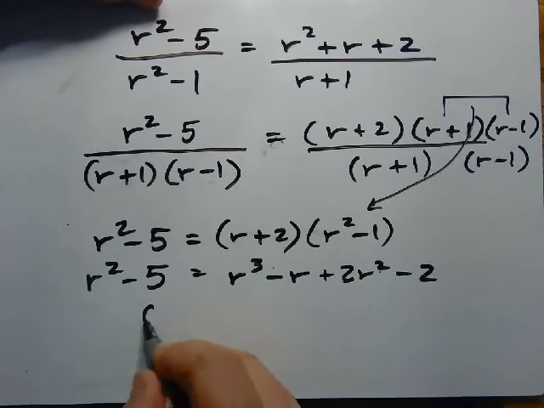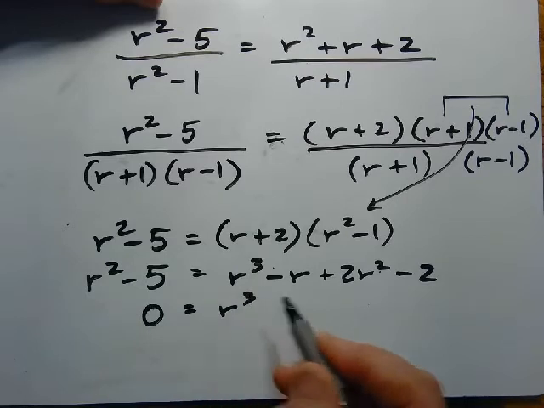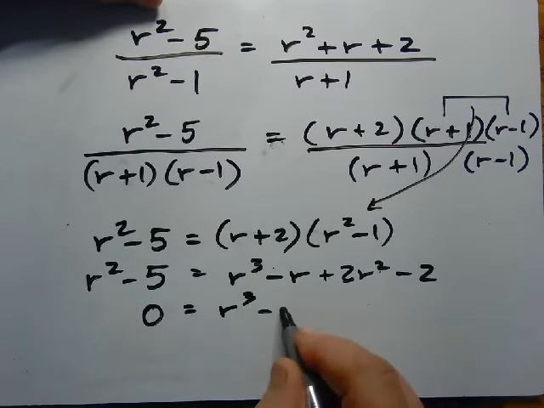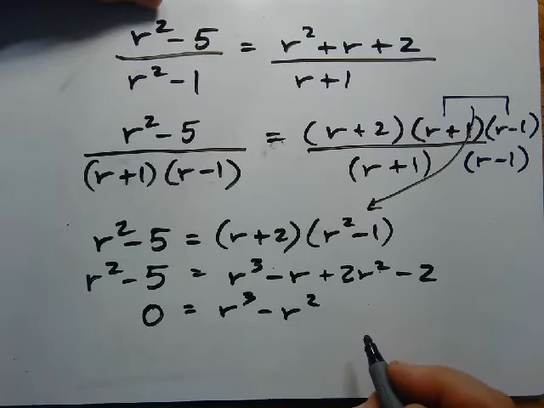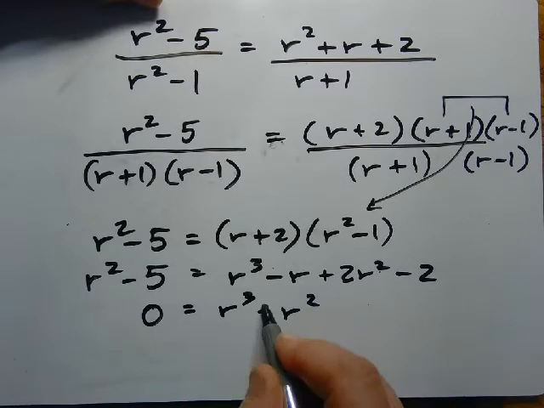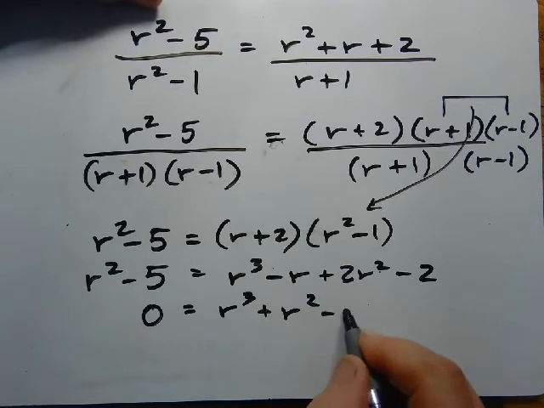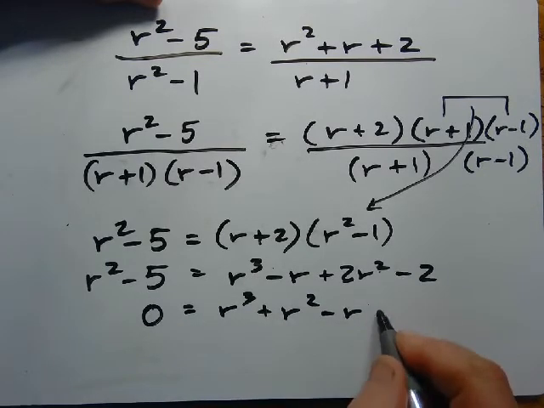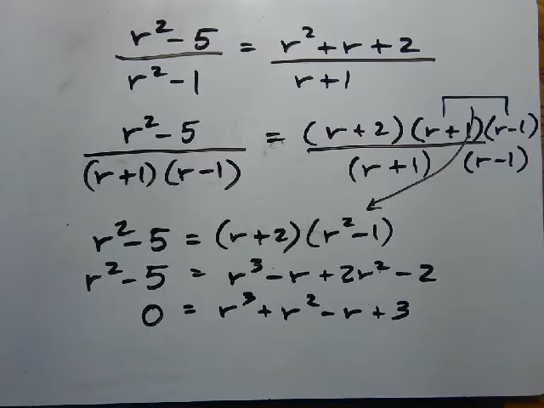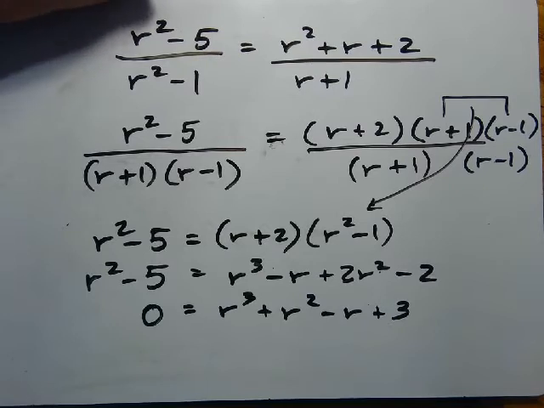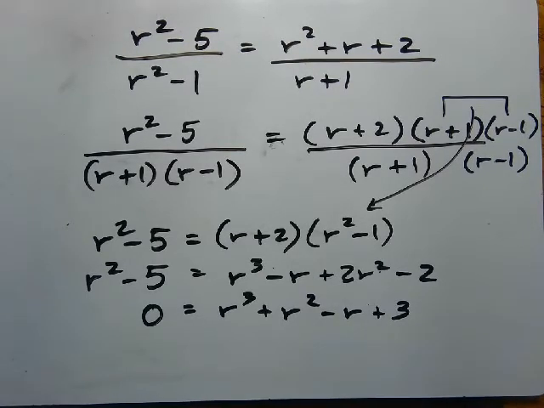If I set this equal to 0, I'll get r cubed. Subtracting r squared from both sides, I get r squared here. I'm sorry, positive r squared. I've got a negative r, and I'm going to add 5 to both sides. I get plus 3. Now, you could probably put this in your calculator. We're not going to take the time to solve this, but you could put this in your calculator and see what the solution would be. But I'm not going to finish this particular problem. But just to point out that sometimes it helps to factor things to see what to do. Let's try a different one.